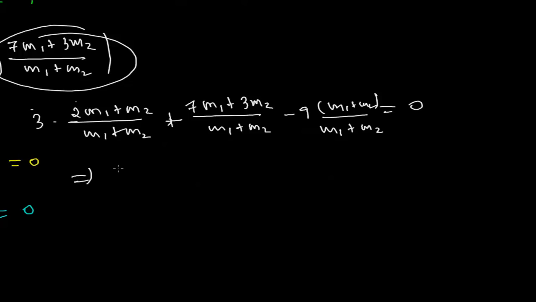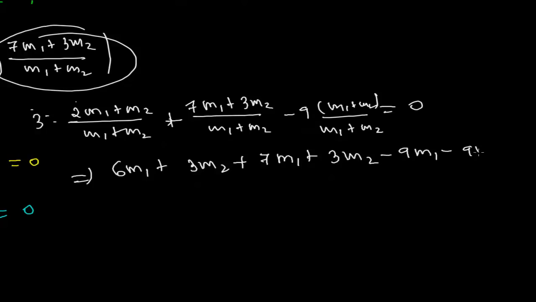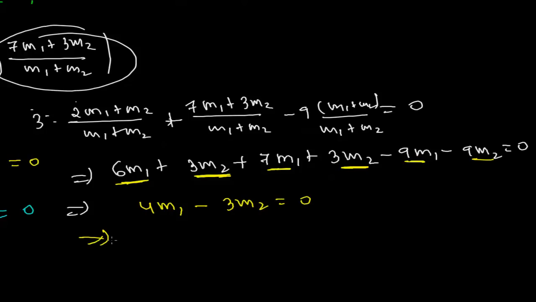So 3 times 2 you'll get 6m1, and 3 times m2 you'll get 3m2, and again 7m1, and again 3m2, sorry, and minus 9m1, minus 9m2 equals 0. Now let's add and calculate all of them. 6m1 plus 7m1 is 13m1, minus 9m1, you'll get 4m1, right? Now 3m2 plus 3m2 is 6m2, minus 9m2, that is minus 3m2 equals 0. And you'll get 4m1 equals 3m2.